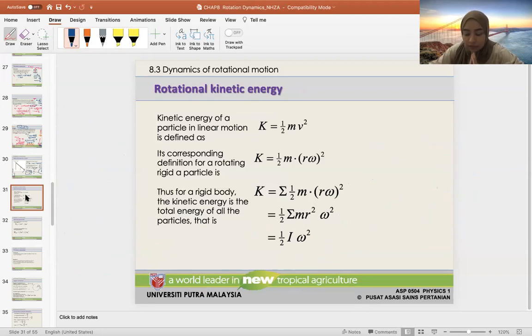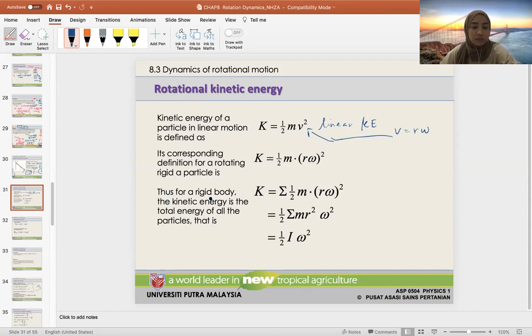Okay, and then we also have rotational kinetic energy. Told you, physics wants everything to be the same. So if we have kinetic energy in the linear world, the rotational should have it too. So K equals 1/2 mv squared. This is linear kinetic energy, right? And I told you v is equal to r omega. We learned this before, so I'm going to substitute that into my v. So this gives me 1/2 mass times r omega squared.